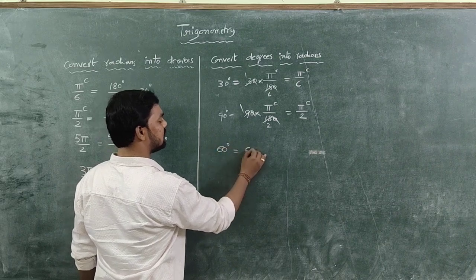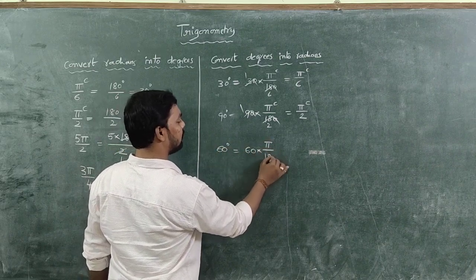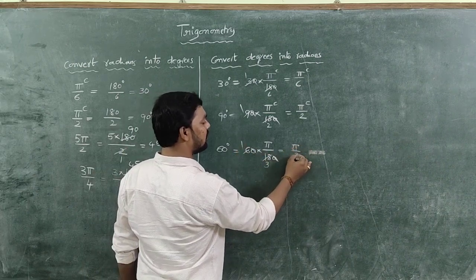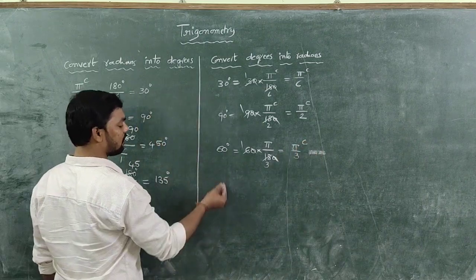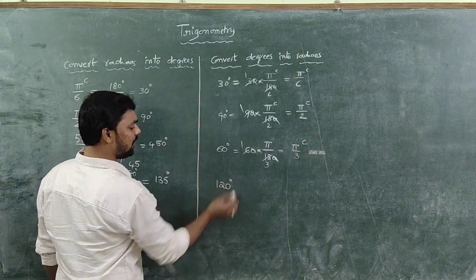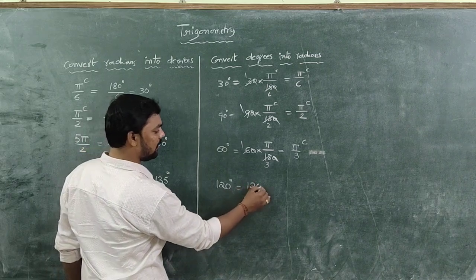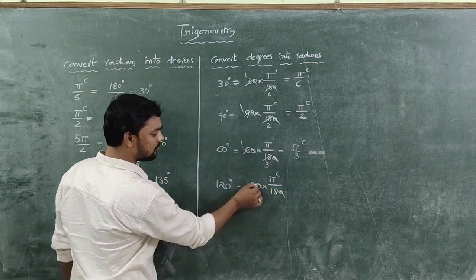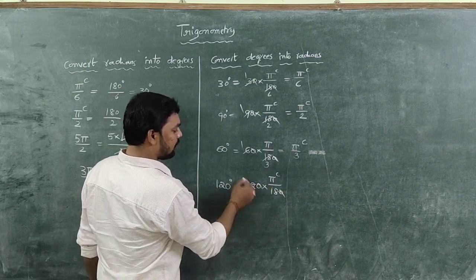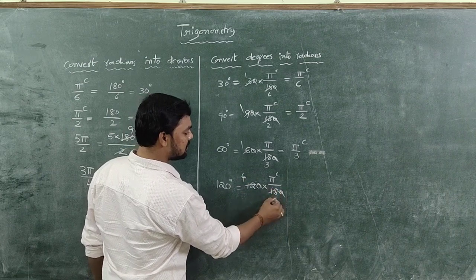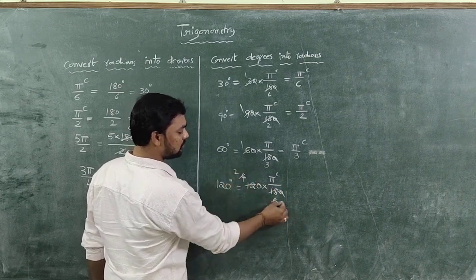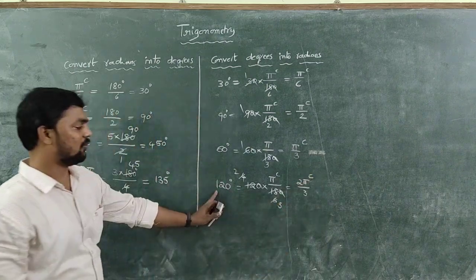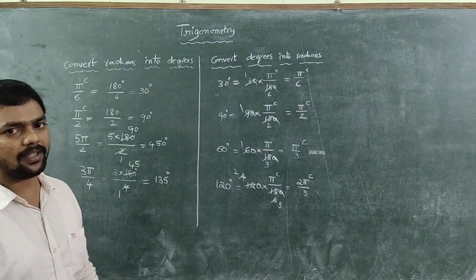60 degrees: 60 into pi by 180. 6 ones are 6, 6 threes are 18. Pi by 3 radians. 120 degrees: 120 into pi by 180. Zeros cancel. 2 sixes are 12, 2 nines are 18. That means 2 pi by 3 radians. So 120 degrees is equal to 2 pi by 3 radians.